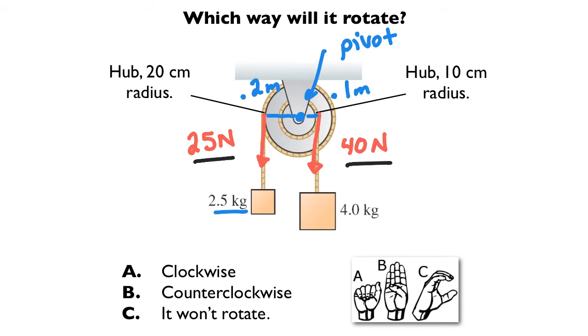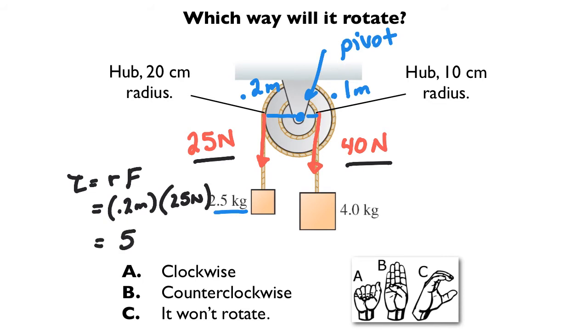So remember how we compute torque. Okay, torque is equal to r times F perpendicular. Now notice this. Both of these forces are applied perpendicular to those distances. So we don't have to worry about F perpendicular, it's just F. So we can get rid of that symbol. So it's just equal to r times F. r on the left is 0.2 meters. F is 25 newtons. And so I end up with a torque of 5 newton meters. That's the torque due to the 2.5 kilogram mass.